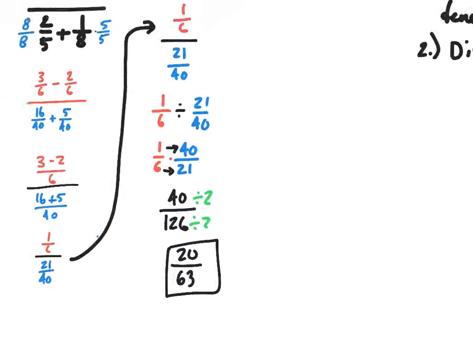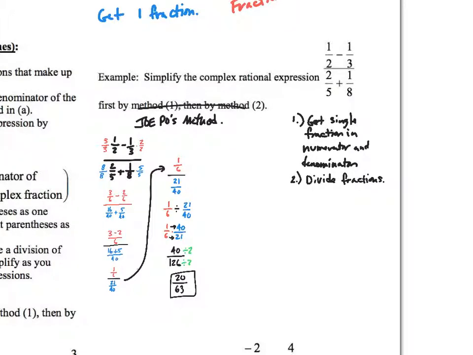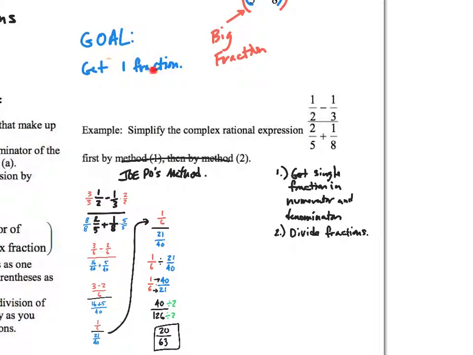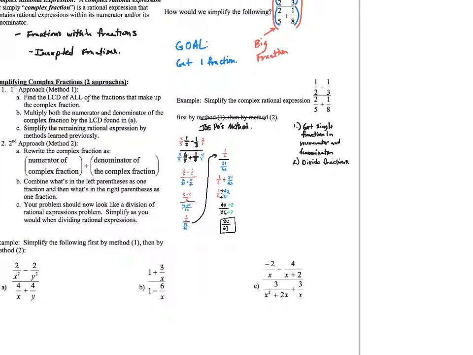And that's just taking all of this here, all right, and turning it into one fraction. And that was our goal, is we wanted to get one fraction out of that, all right? So my tactic: get a single fraction in the numerator and the denominator, get down to this point, and then divide your fractions, okay? And we do that by multiplying by the reciprocal, okay? So that's the method that I want you guys to use.